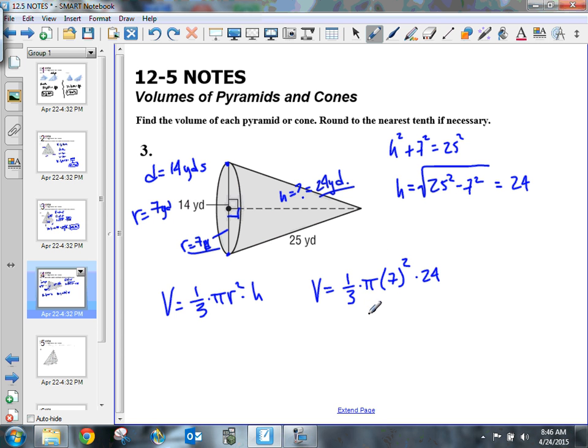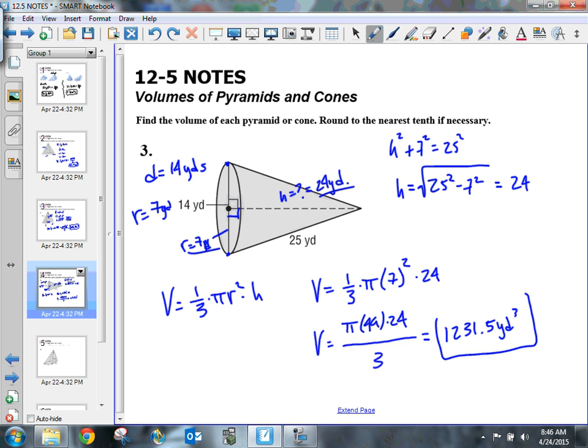Now, if you're plugging this into your calculator, I would probably do pi times 7 squared, which is 49, and then times 24, and then all divided by 3. That's kind of how you may want to plug it into your calculator. But if you plug that in, then you are going to get 1,231.5 yards cubed. And that's our volume. Make sure you label it with yards cubed. So you just got to know the formula, and you got to look at the picture and be able to pick out what those measurements are. If you can do that, you're going to be fine.